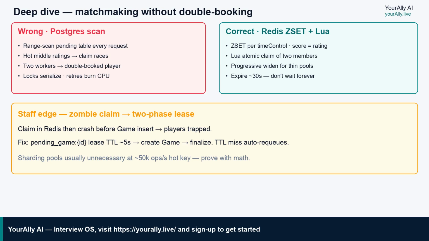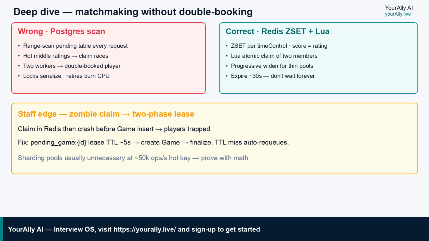Staff edge case, the zombie claim. The Lua claim succeeds. Both players are removed from the free pool. Then the worker crashes before Postgres inserts the game. Those humans are matched in limbo with no gameId and no path back to the pool. Fix with a two-phase lease. Lua moves them into pending game with a 5-second TTL instead of a permanent matched flag. Creating the game finalizes the lease into matched. If the process dies, TTL expiry automatically requeues both members into the sorted set. No nightly cleanup job for the common crash.